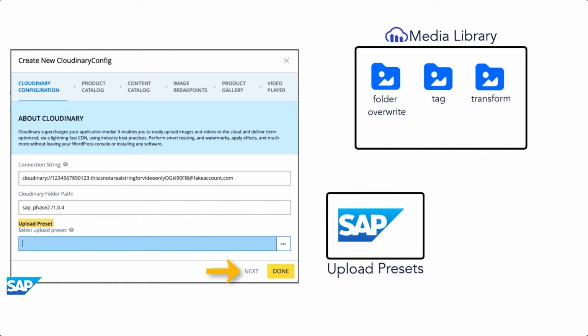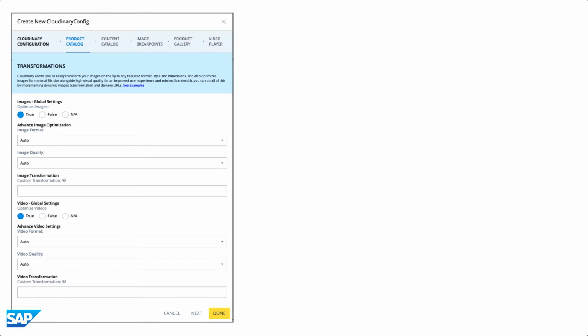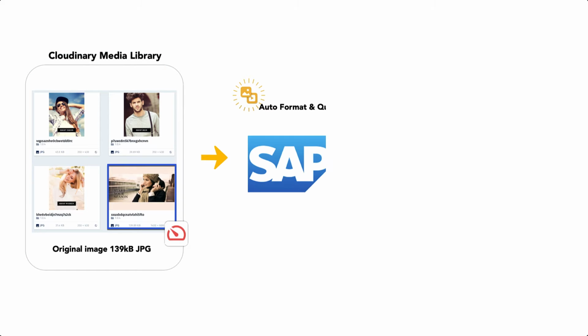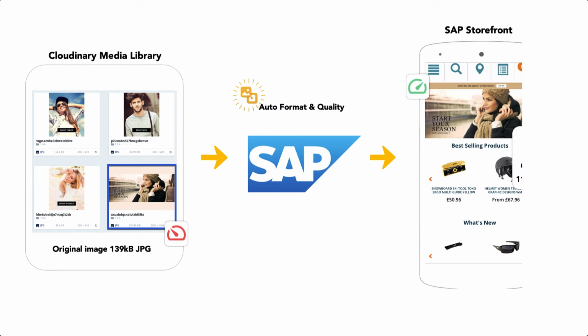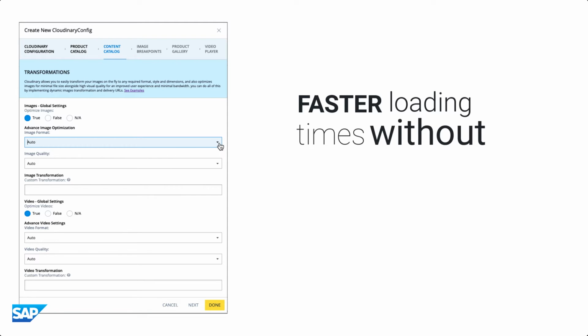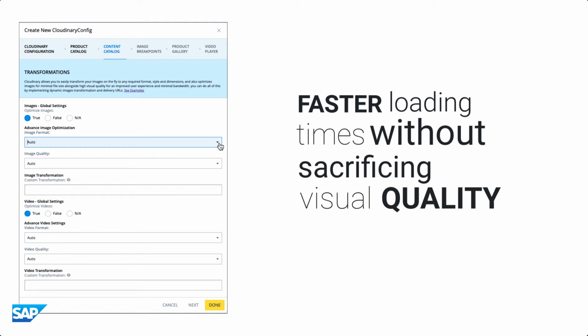To easily transform your images and video on the fly, we've included global transformation settings in both product and content catalogs. By default, Auto applies format and quality transformations to image and video files, delivering them in the smallest possible file size to fit the content, page design, and requesting device. This results in faster loading times without sacrificing visual quality.